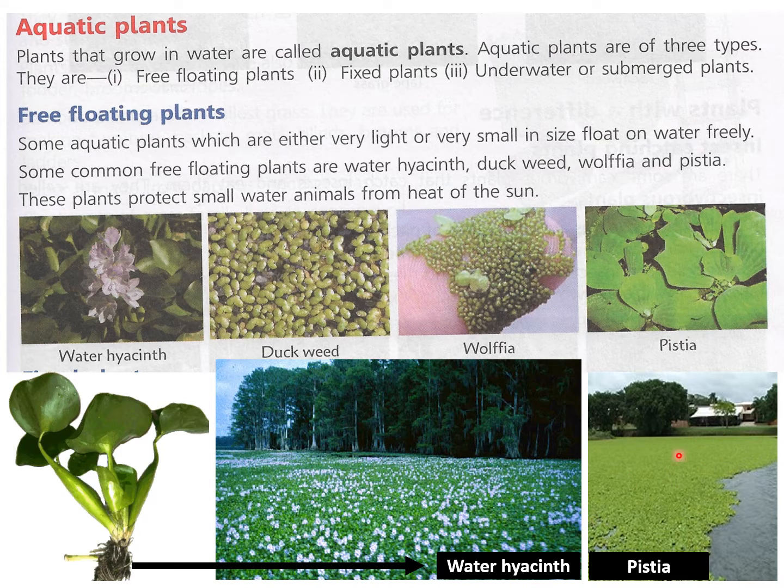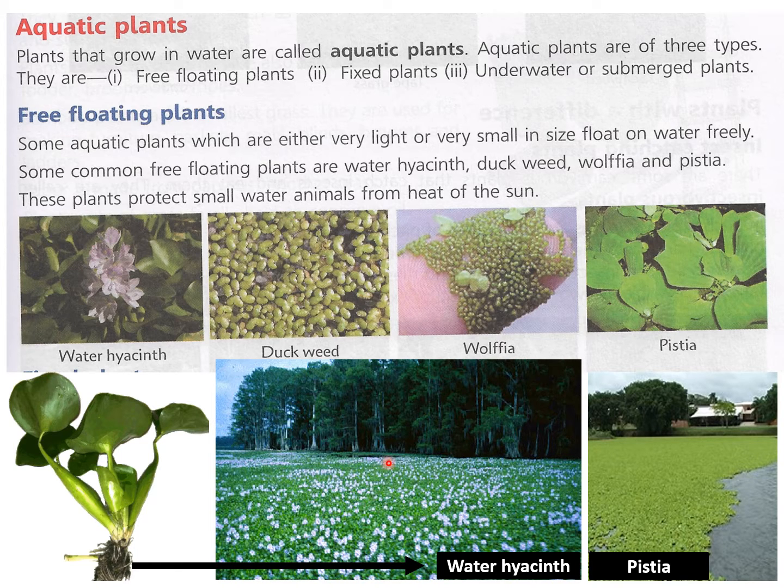You can see here pistia also. Pistia is also a very small plant, and see how it has covered the whole lake here. So these are very small and light in weight, and they float on water freely. Some common free floating plants are water hyacinth, duckweed, wolffia, and pistia. These plants protect small water animals from heat of the sun because they cover the whole pond or lake. So the small water animals are protected from the heat of the sun because heat of the sun cannot go below them because they cover the whole area of water.